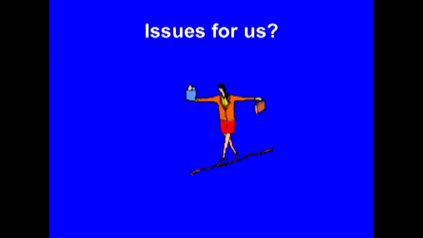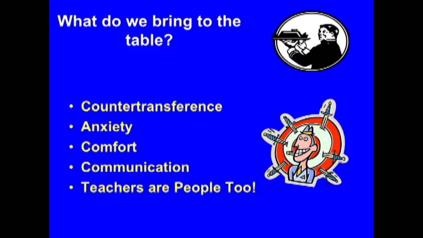When we have residents who don't seem to be getting the message, why are we running into clinical difficulties? What are the issues for us? What do we bring to the table? And there are always issues of countertransference. There are always times when we're anxious. We have other things. There's always our comfort level in communication. And teachers are people too.